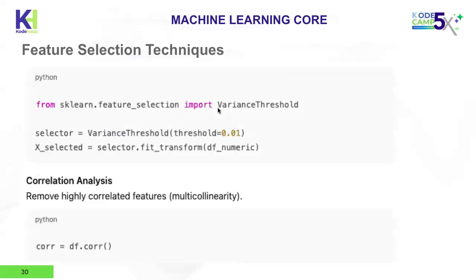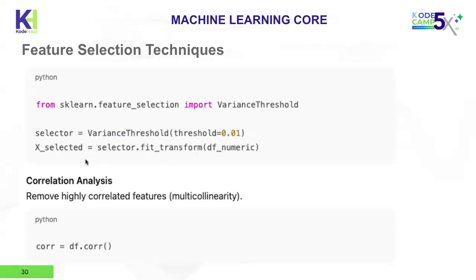Then we have correlation analysis. So in sklearn, you specify a variance threshold. The variance calculates the variance of the features in the entire data set, right? And you can specify a threshold. If the variance of that feature, the values in that feature, don't exceed this threshold, then that feature can be dropped, right?